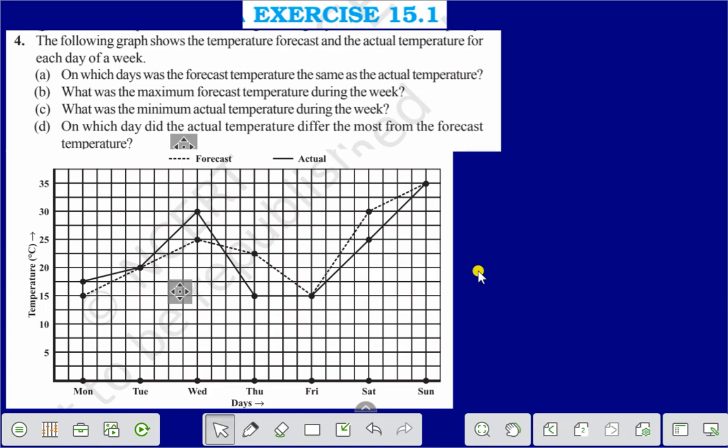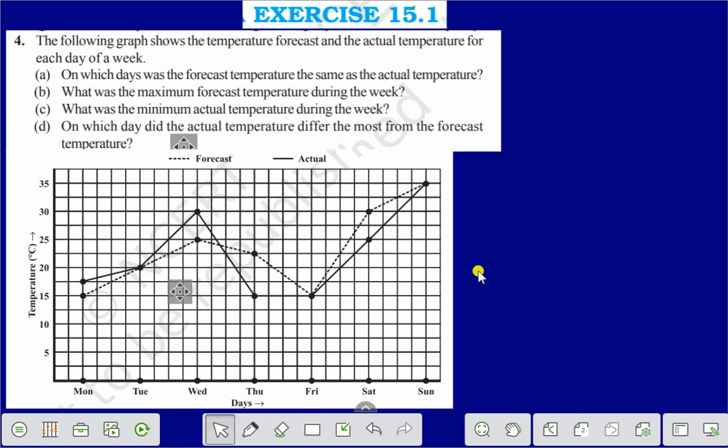Hello everyone. Today I'll discuss exercise 15.1 question number 4. The following graph shows the temperature forecast and the actual temperature for each day of a week. Question number A. On which days was the forecast temperature the same as the actual temperature?